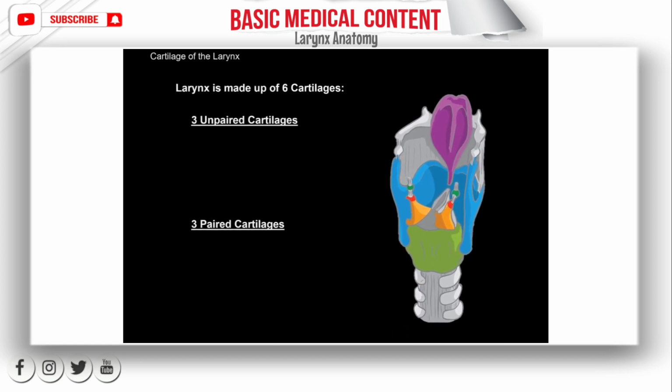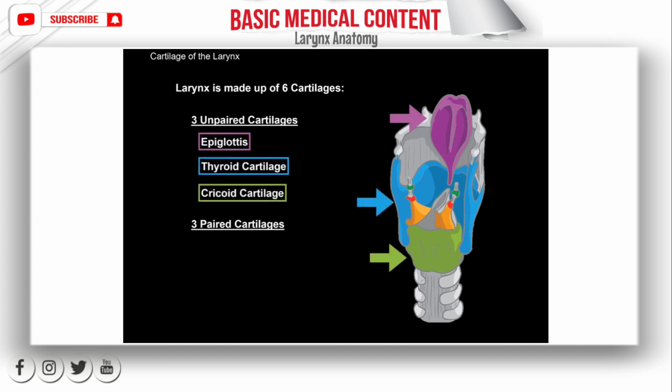Now let's start by understanding how the larynx is built. So the larynx is made up of 6 types of cartilage in total. 3 paired and 3 unpaired cartilages. Cartilages that are unpaired means that you only have one of each, and these are the epiglottis in purple, thyroid cartilage in blue, and the cricoid cartilage here in light green.